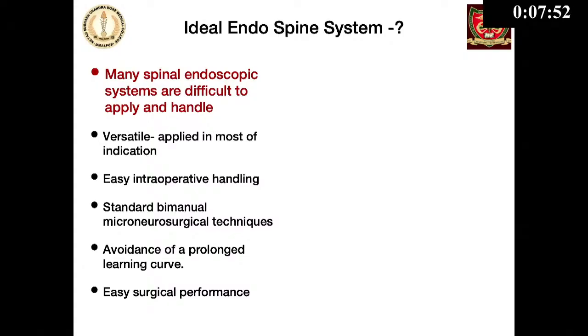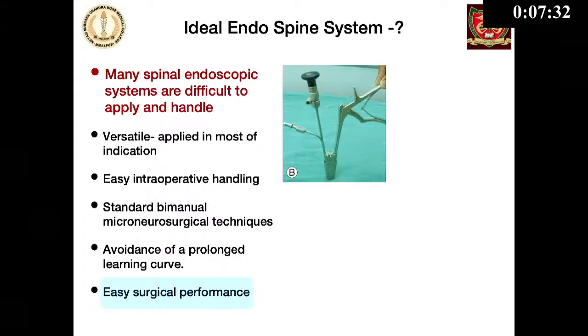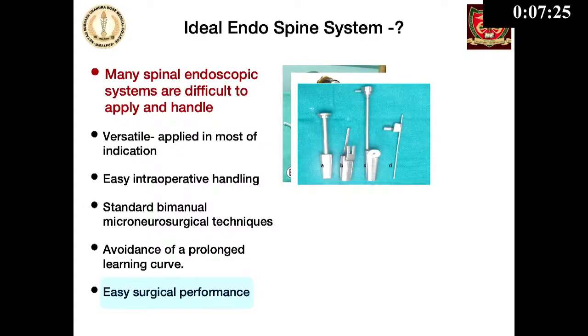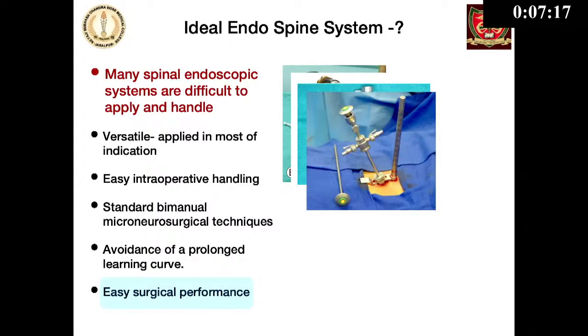So these are some of the instruments, simple instruments used with tubular endoscopy. Many spinal endoscopic systems are available which are difficult to handle. An endoscopic system should be versatile and applicable to most indications. It should have easy intraoperative handling, use standard bimanual microsurgical technique, avoid a prolonged learning curve, and give easy surgical performance. Those who want to start the surgery can become well versed with these.